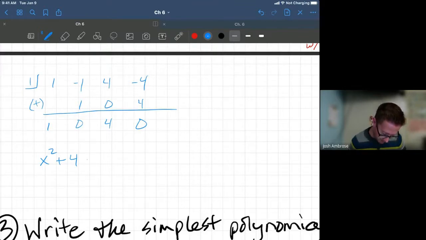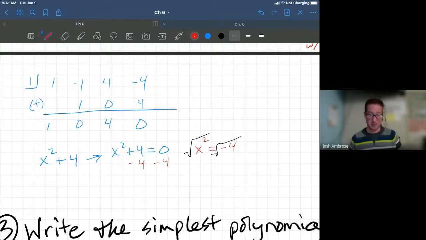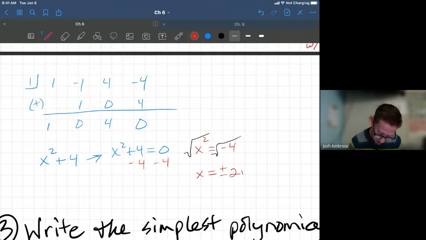Okay, so now we have to solve this. So make this x squared plus 4 equal to 0. All right, subtract 4. X squared equals -4. So then you are looking at needing to take the square root. And you know that taking the square root of a negative, that's going to incorporate i, the imaginary number. So x will equal plus or minus 2i.